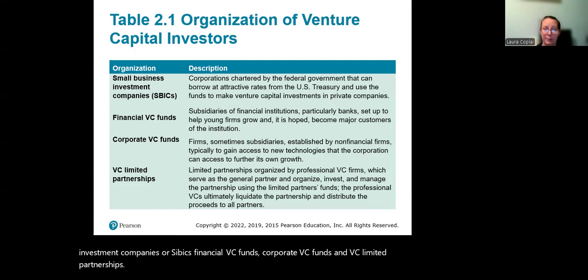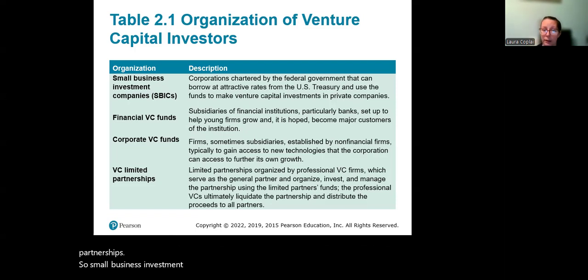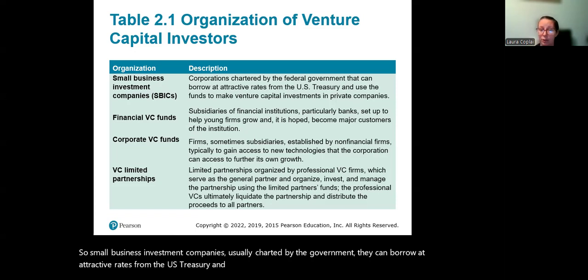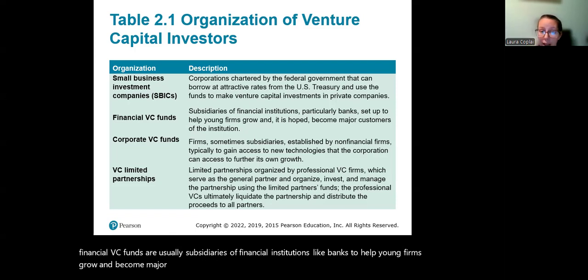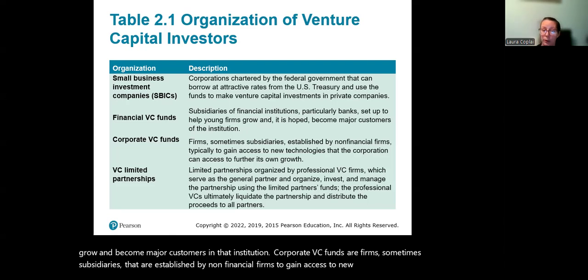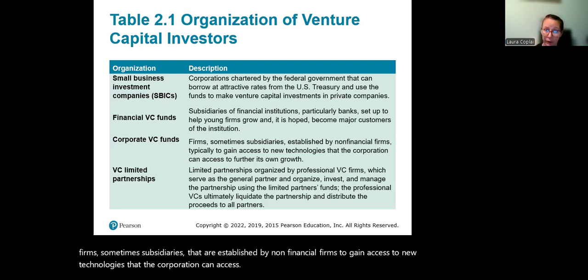Small business investment companies are usually chartered by the government. They can borrow at attractive rates from the U.S. Treasury and use the funds to make venture capital investments. The financial VC funds are usually subsidiaries of financial institutions like banks, to help young firms grow and become major customers of that institution. Corporate VC funds are firms, sometimes subsidiaries, established by non-financial firms to gain access to new technologies that the corporation can use to further their growth.